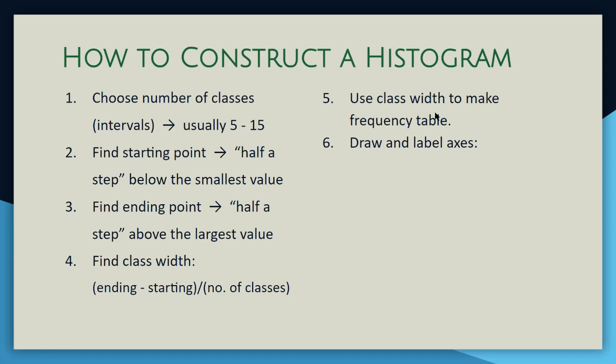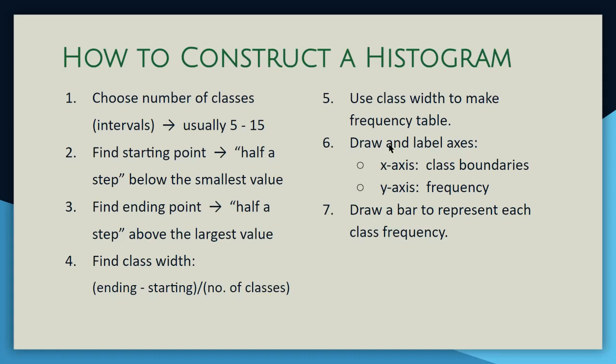Once that frequency table is built, all we're doing is summarizing that in what amounts to a numeric bar chart. We draw and label our axes. The x-axis should be those class boundaries, the first column of your frequency table. And the y-axis should be frequency, which is the second column, or relative frequency, the third column if it's present. Once your axes are labeled, just like a bar chart, you're going to draw a bar to represent each class frequency. So the height of the bar should correspond to the frequency or relative frequency for each row of your table.